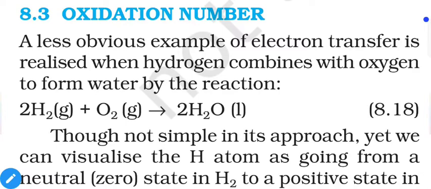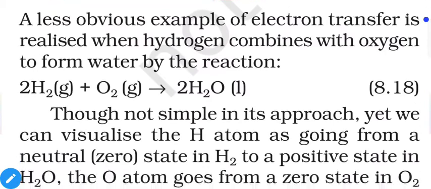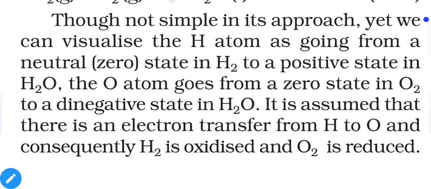Because it is not an ionic compound, we do not have ions in the water molecule. We can get ions in an ionic compound, but in this case we have a covalent compound. So though not simple in its approach, yet we can visualize the H atom as going from a neutral or zero state in H2, that means before the reaction, to a positive state in H2O. And the O atom goes from the zero state in the oxygen molecule to a di-negative, that means -2 state in H2O.